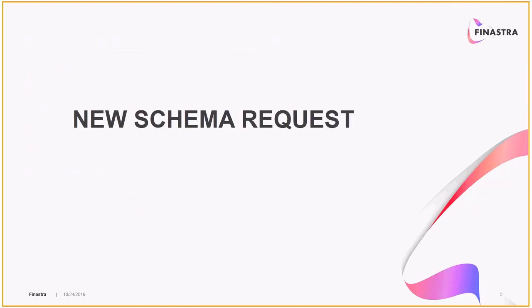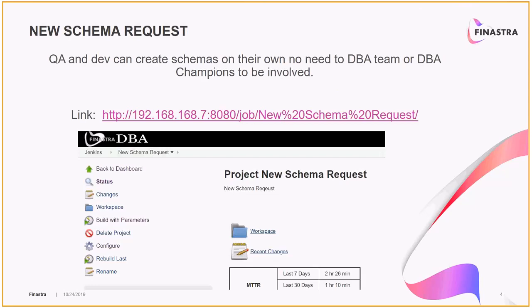So first of all, new schema request. For example, for QA, you want a new schema to be created so that you can create it on your own. You don't need to come to the DBA to create it. Or the dev also can create schemas on their own using a Jenkins job. So this is the link with which you can create the new schema. This is the job name, new schema request. Using this you can create.